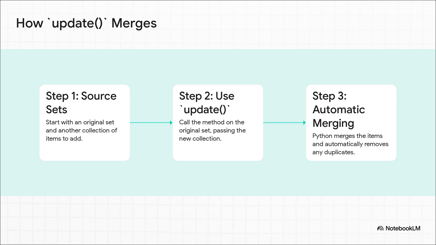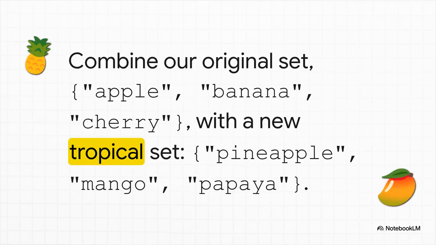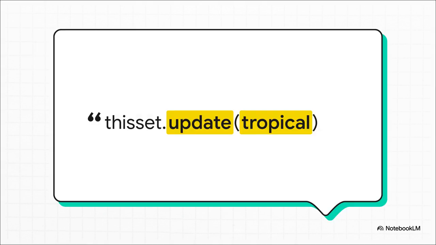It's pretty slick. Let's make this real. So here's our goal. We've got our first set with apple, banana, and cherry. And we've got this second set full of tropical fruits: pineapple, mango, and papaya. We want to smash them together into one big fruit salad set. And look how easy the code is. We just take our first set, this set, and call .update. And what do we put inside? The entire tropical set. That's it.